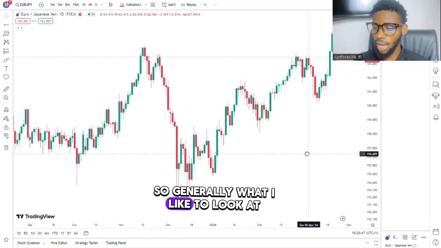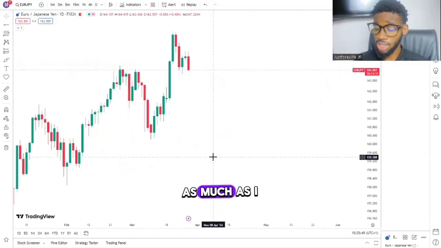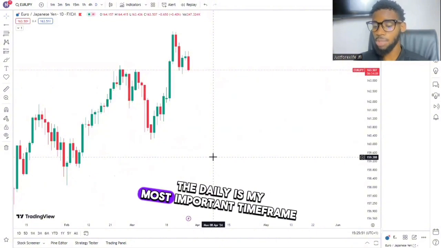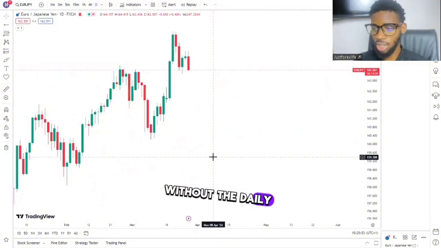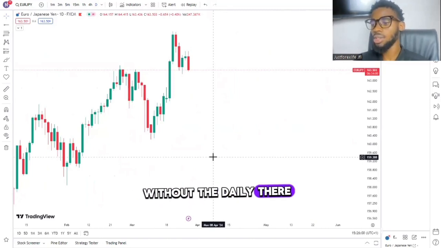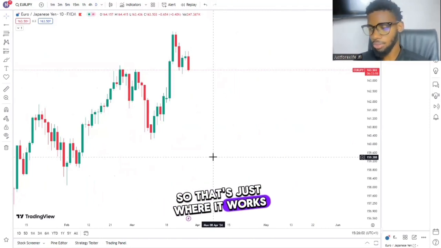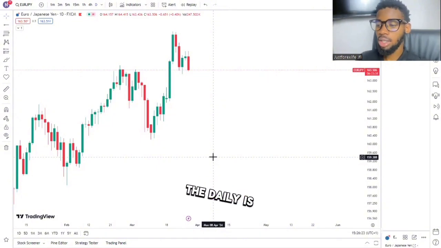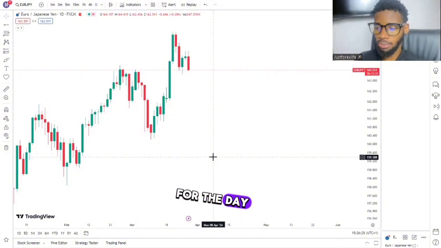So generally, what I like to look at is the daily. As much as I take entries on the 5 minutes, the daily is my most important time frame. Without the daily, there is no system. Okay. Without the daily, there is no strategy. So that's just where it works. The daily is what guides me for the day.